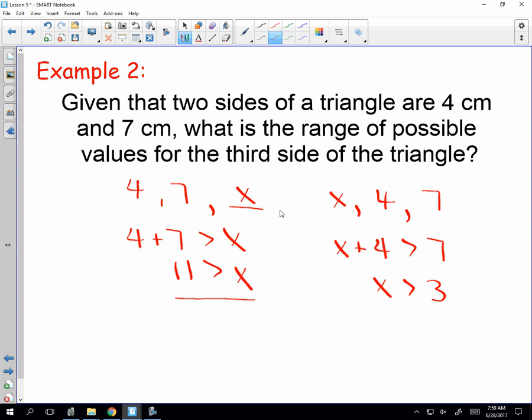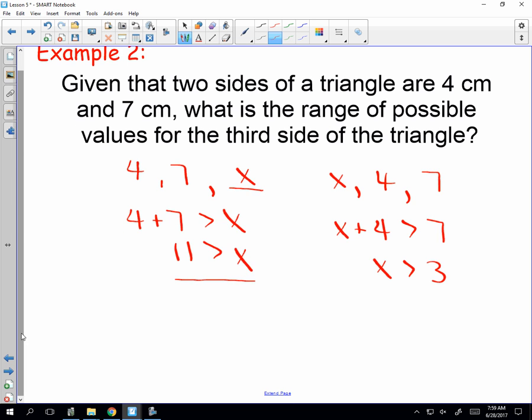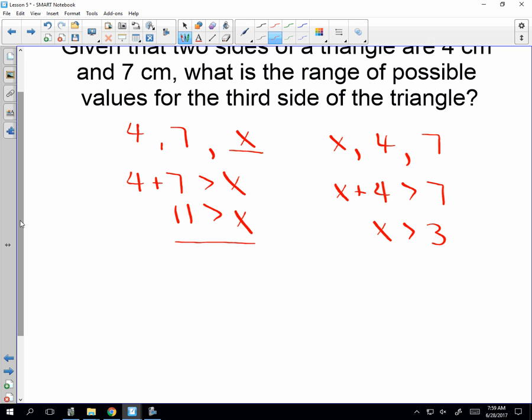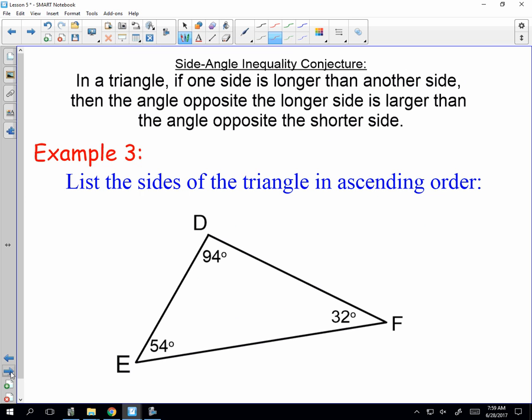So now we have the range of values. We don't know what the length of the third side is, but what we do know is that x would have to be greater than 3, and it would have to be less than 11 in order to have a side length that could work with the other two pieces we already know, the 4 and the 7, to make a triangle and have those sides connect when we shrink the angles down.